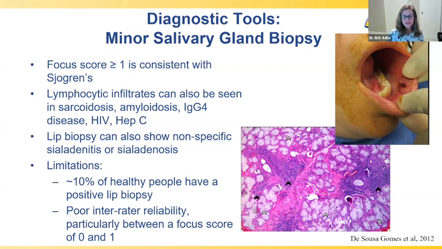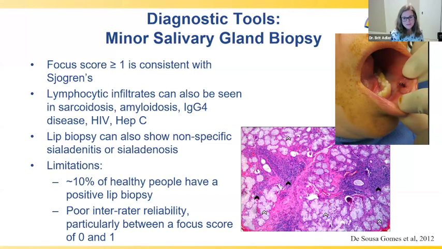When the biopsy does not show these discrete foci of lymphocytes, the other most common pathology that we see is nonspecific sialadenitis, which is basically just nonspecific inflammation in the salivary gland, or sialadenosis, which is enlargement of the salivary gland, but no inflammation. And these are kind of nonspecific findings. It's not consistent with Sjögren's. And this sialadenitis and sialadenosis can be seen in healthy people.